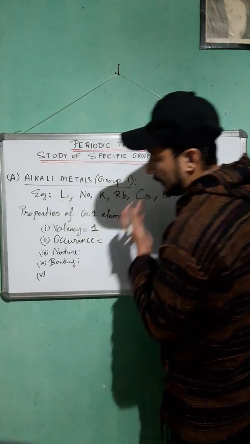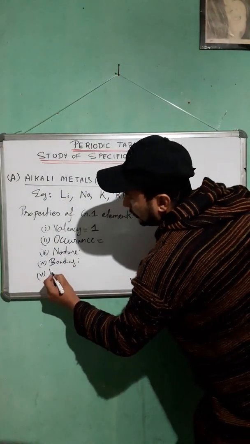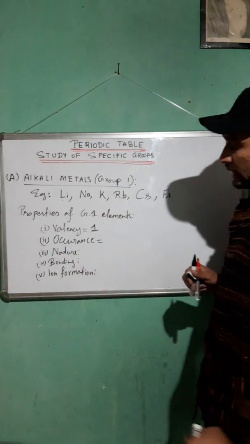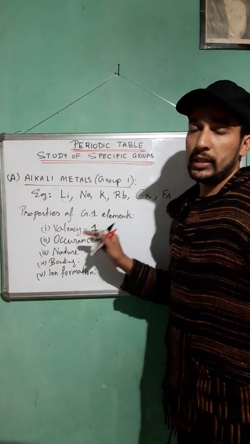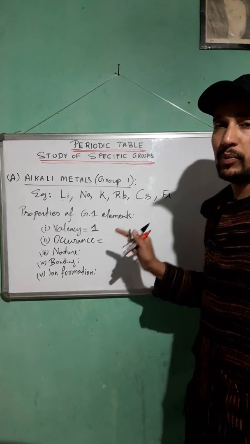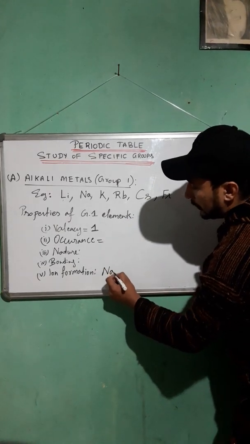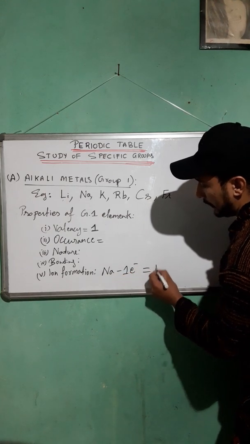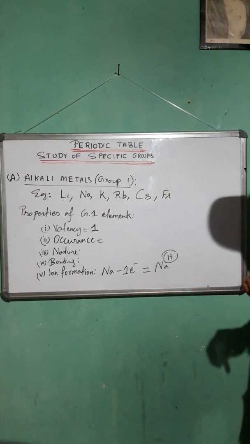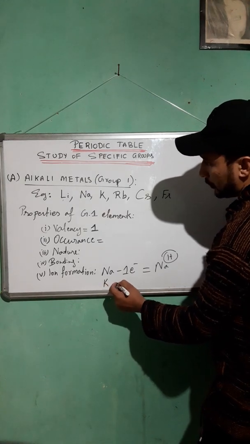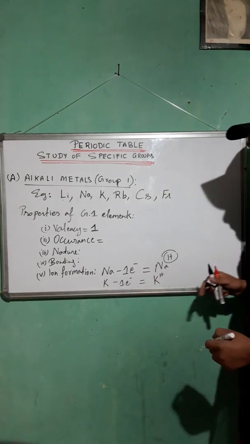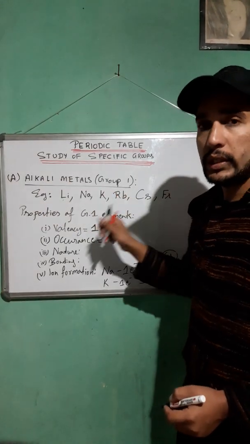Number 5, ion formation. They form unipositive ions. That means sodium loses one electron and forms Na+. Uni means one positive charge, so unipositive ions. Similarly, it follows with potassium also: it loses one electron and forms K+. So alkali metals form unipositive ions.